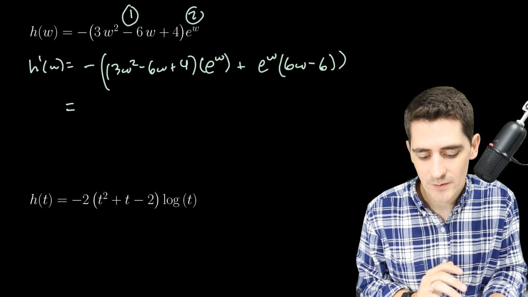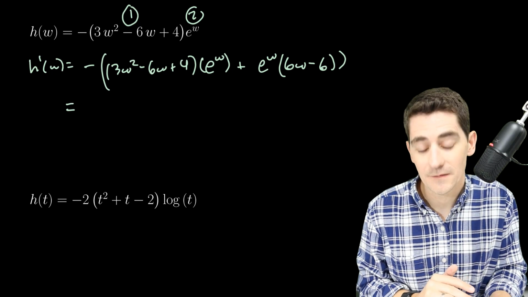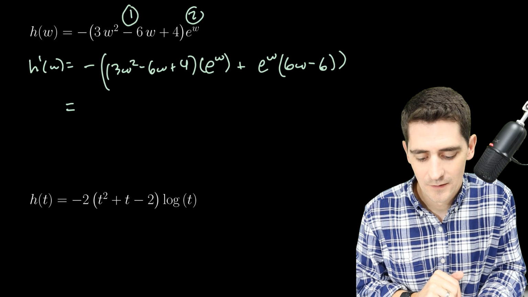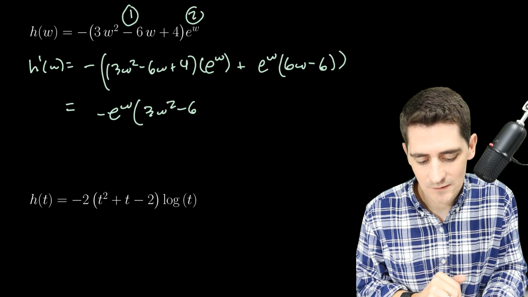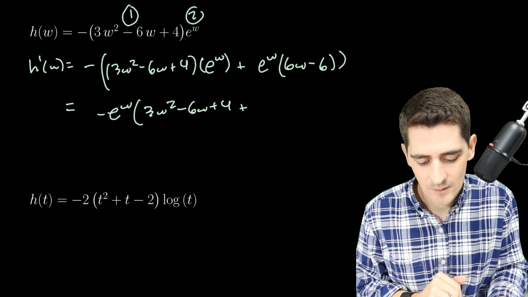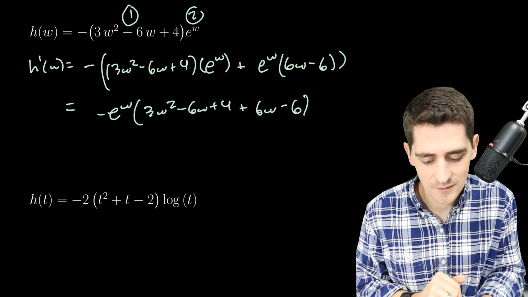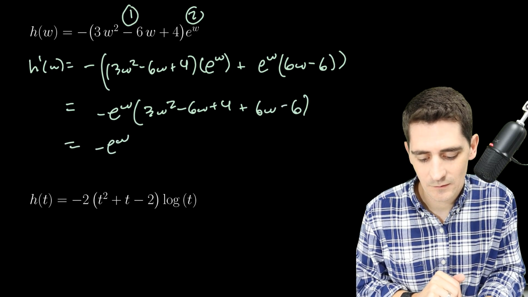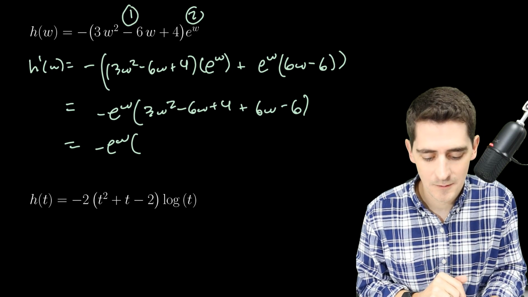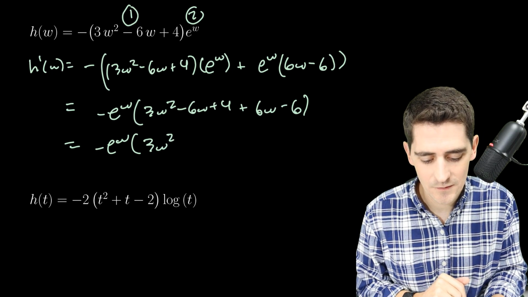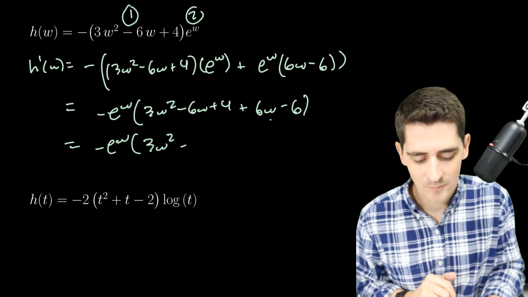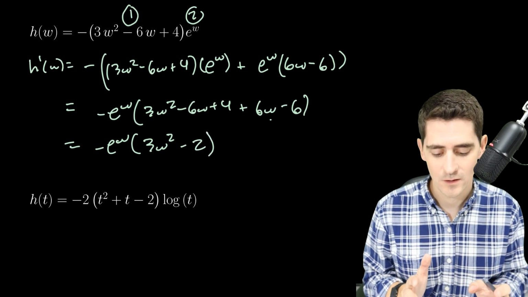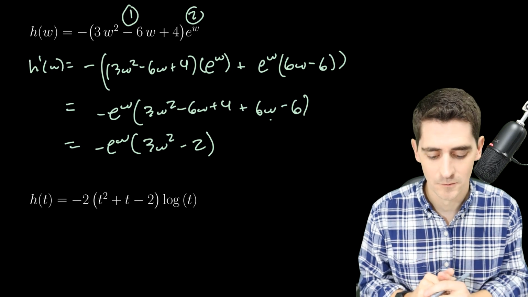So if I wanted to distribute the negative, I could actually factor out e to the w power. So I'm going to say e to the w times 3w squared minus 6w plus 4 plus 6w minus 6. Now I just can't help myself because the simplification of this is too good. I get 3w squared. Notice that I have a negative 6w and a positive 6w. Those subtract out. So I end up with negative e to the w power times 3w squared minus 2.